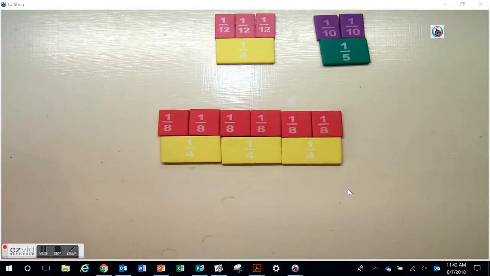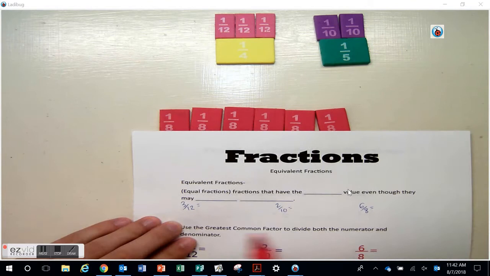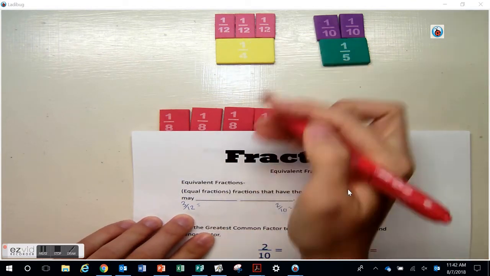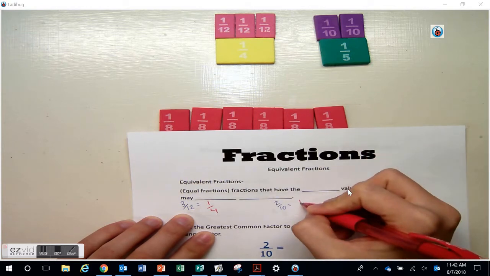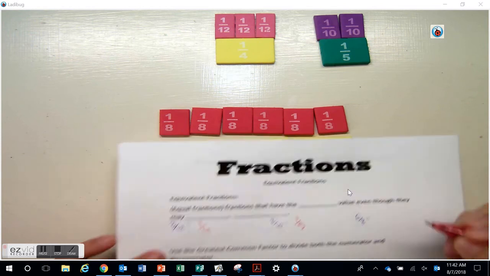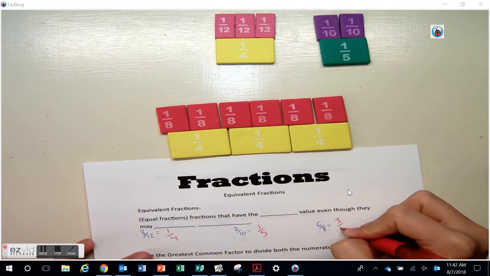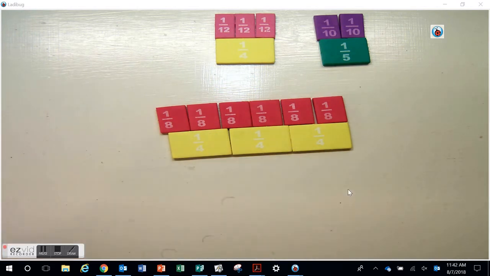Let's go ahead and write that in our notes. At this upper part right here, I just wrote them in. Here I have 3/12 equals 1/4. Here I have 2/10 equals 1/5. And 6/8 equals 3/4. Okay, just a little note for us in a bit.